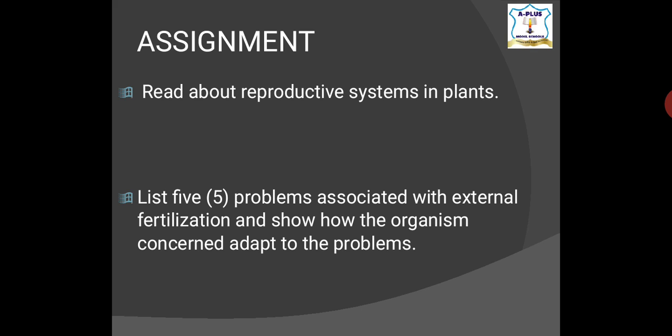Now, assignment. I need you to read about the reproductive system in plants. That's our next topic. Also, list 5 problems associated with external fertilization and show how the organism concerned adapts to the problem.